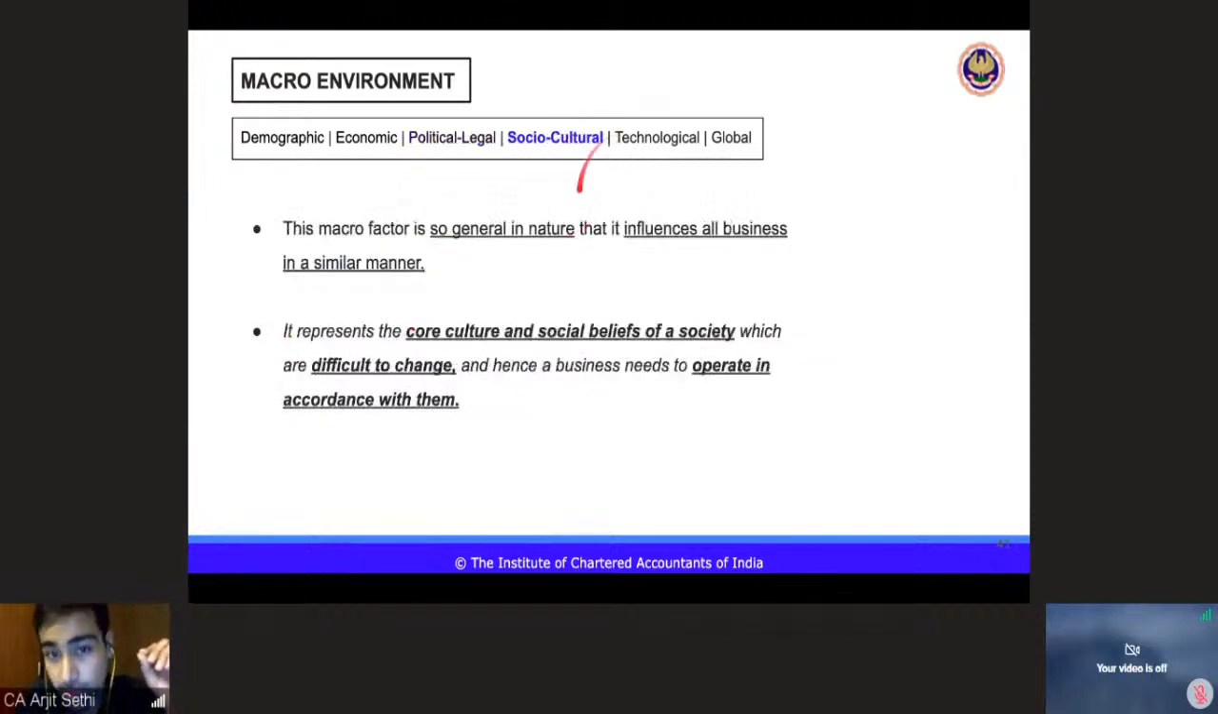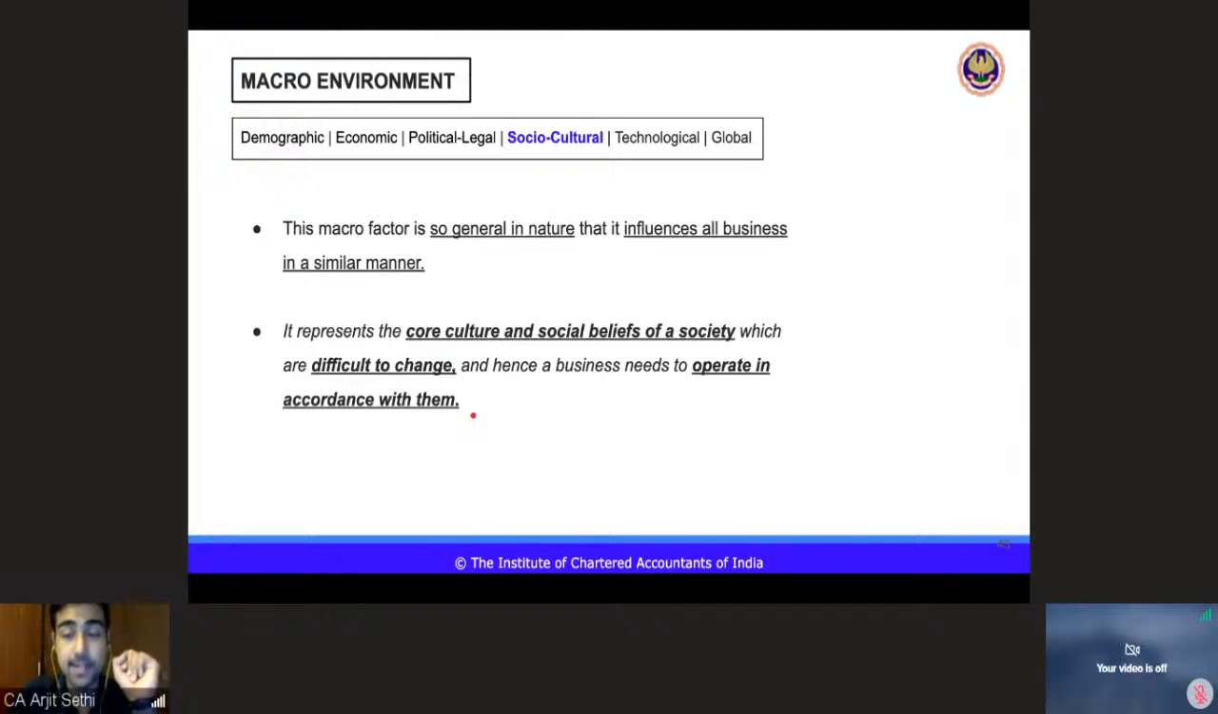Coming to socio-cultural. This macro factor is so general in nature that it influences all the businesses in a similar manner. It is so common that it affects all the businesses in a similar fashion, right? It represents the core culture and social beliefs of the society, which are difficult to change, and hence a business needs to operate in accordance with them.